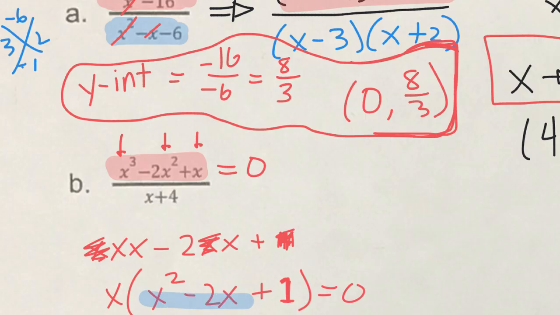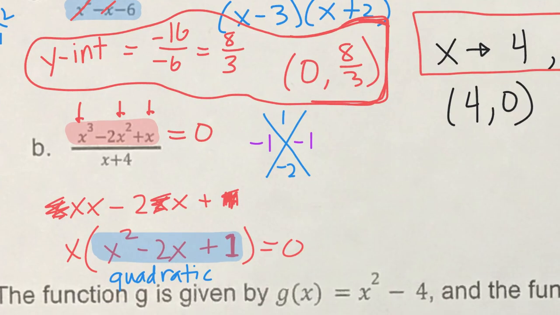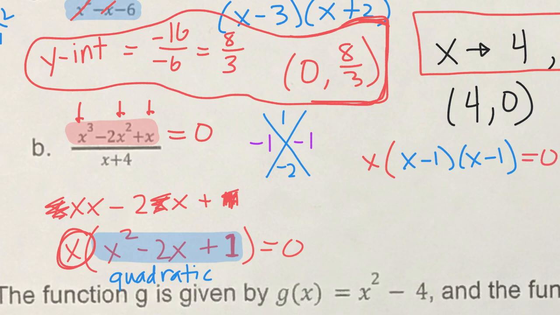Perfect. Now we look at this. This is a quadratic, so we have to do a quadratic factorization. We're asking ourselves, what numbers multiply to give us 1 and add to give negative 2? And the answers are negative 1 and negative 1. Negative 1 times negative 1 is positive 1. Negative 1 plus negative 1 is negative 2. So we have x as our common factor, and then our quadratic turns into x minus 1 and x minus 1. Okay, so this is completely factored, right? This is our complete factorization.